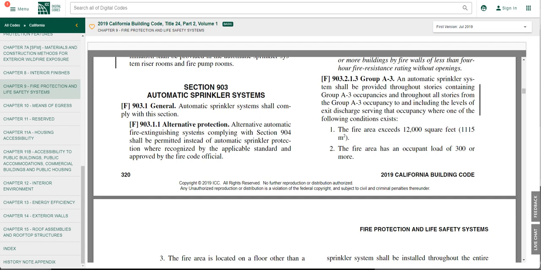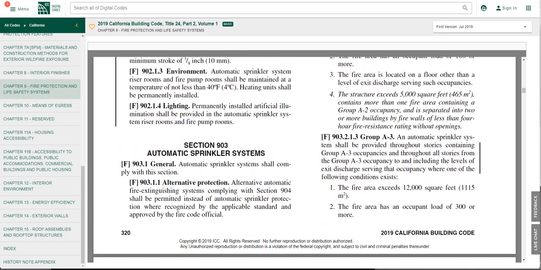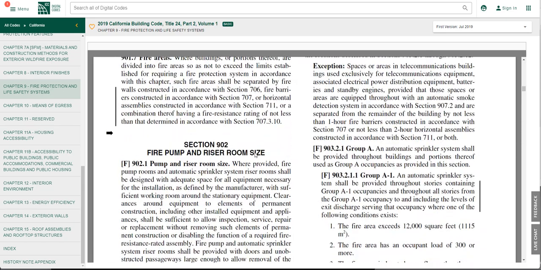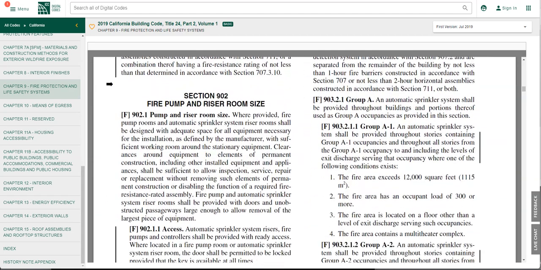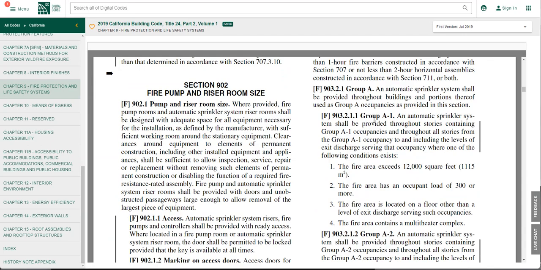In 903.1, you can have alternative protection. That means you don't need sprinklers, but if you don't use sprinklers, there should be alternative means of providing protection. And then you have 903, where do you need fire sprinklers? And then you get it from group A, group B, and all that other stuff.